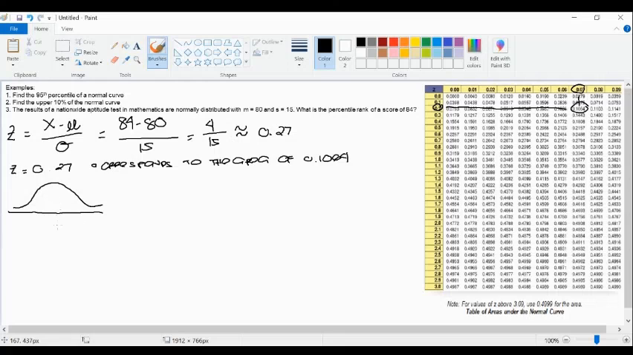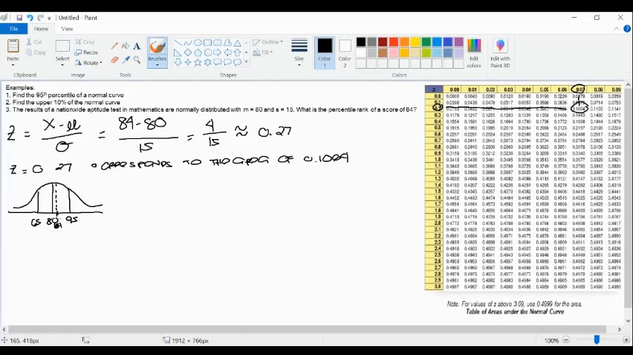Okay, so now we're going to draw the appropriate normal curve. Our mean is 80, right? And our standard deviation is 15. So 95. Here we have 65, and so on and so forth. So we're going to locate 84. This is somewhere located here, right? So this is your 84. Let's draw a line. Okay?